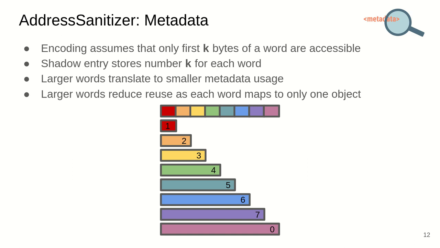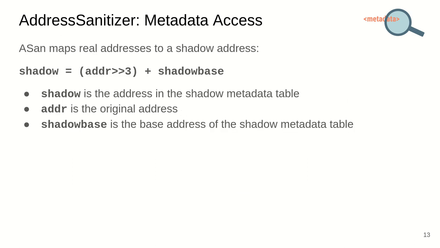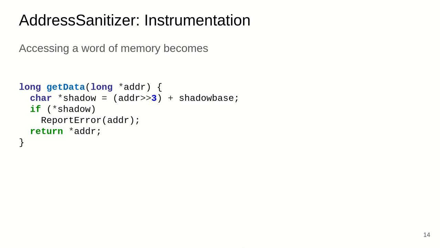And now if we use this encoding, we can have a very efficient metadata access. So ASan maps real addresses to shadow addresses. And by doing a shift by 3, we get rid of the 8 bytes that we have here, and we add the shadow base, right? And then we have the address in the shadow metadata table. Address is the original address, and shadow base is the base address of the shadow metadata table. If you want to check if a word is okay, right? If you want to access 8 bytes in memory, then a check looks as follows.